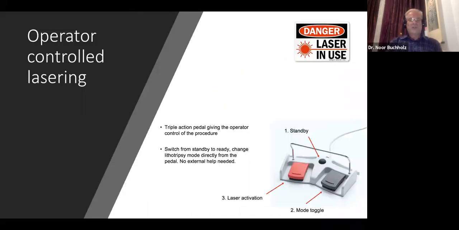Now, newer laser systems have operator-controlled lasering, which means you don't necessarily need somebody standing at the laser to say, stop the laser, stand by, change the energy to this, change the frequency to that. You will have your own pedal, just like for X-ray on professional X-ray tables. You can switch from standby to ready, change the mode directly, and change the settings with the mode.